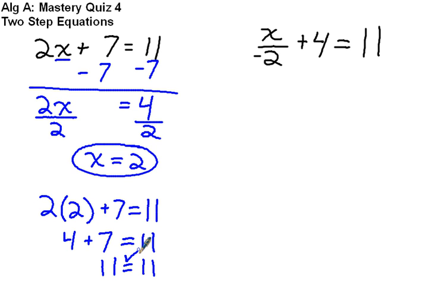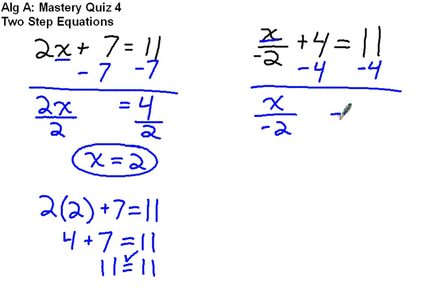All right, moving on to problem number 2. Same process again. I want to get this x all by its lonesome. So I've got to get rid of the addition and then the division. Just like over here, we got rid of addition first and then dealt with multiplication and division. Same thing over here. So subtract 4 from both sides, because that's the opposite of adding. Here we are adding 4, so we subtract 4. Here we're adding 7, so we subtract 7. So we get x over negative 2 equals 11 minus 4 is 7.